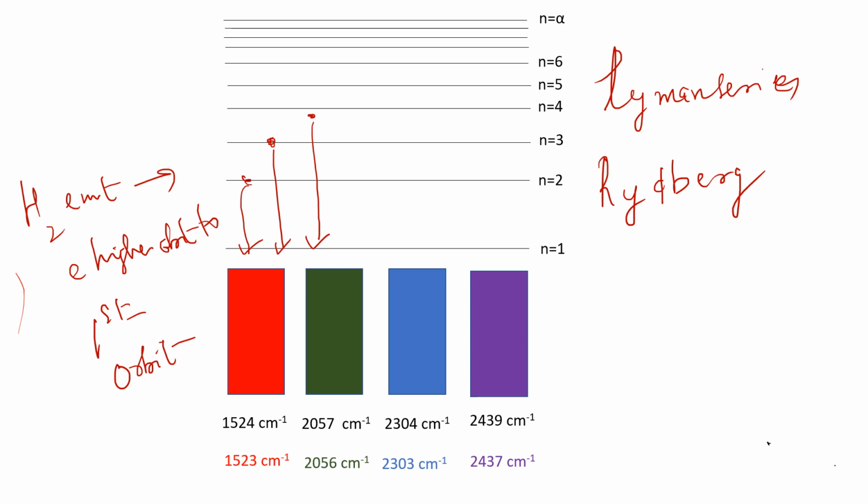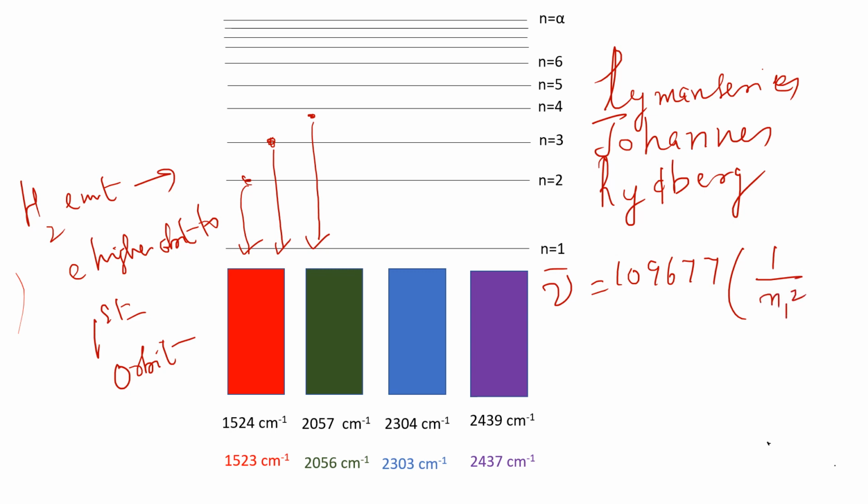This particular formula was developed by Johannes Rydberg. That is his complete name. He developed an expression, given like this: wave number equals 109677 into 1 by n1 squared minus 1 by n2 squared. Here n1 represents the lowest orbit to which the electron is falling, and n2 represents the higher orbit from where the electron is falling.